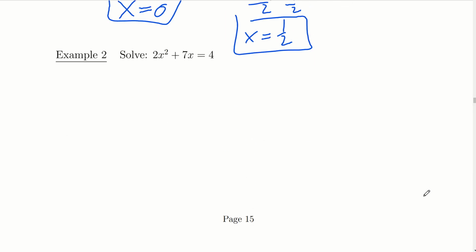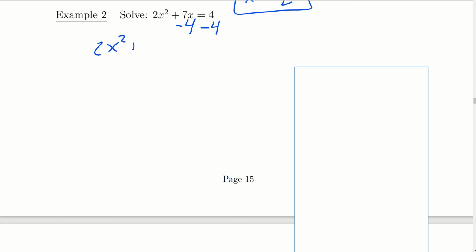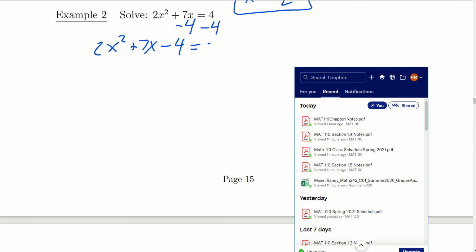Let's take a look at the next one. In example 2, we're asked to solve 2x squared plus 7x equals 4. It's another quadratic equation. This time it is not in standard form because we do not have 0 on the right-hand side, or at least on one side. So let's begin by subtracting 4 from both sides. That'll give us 2x squared plus 7x minus 4 equals 0.